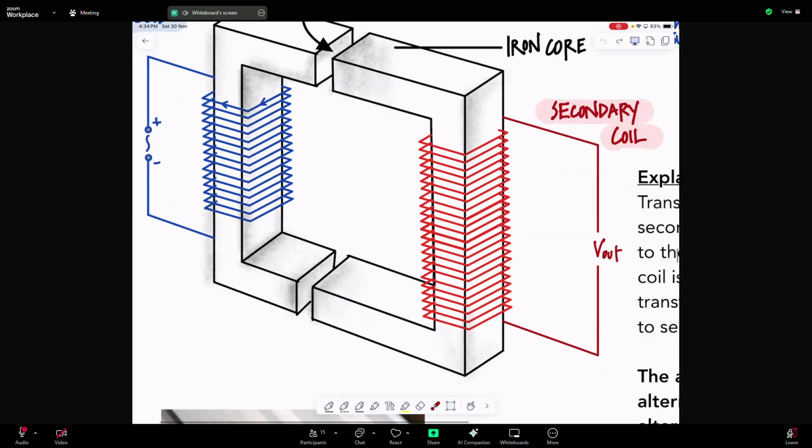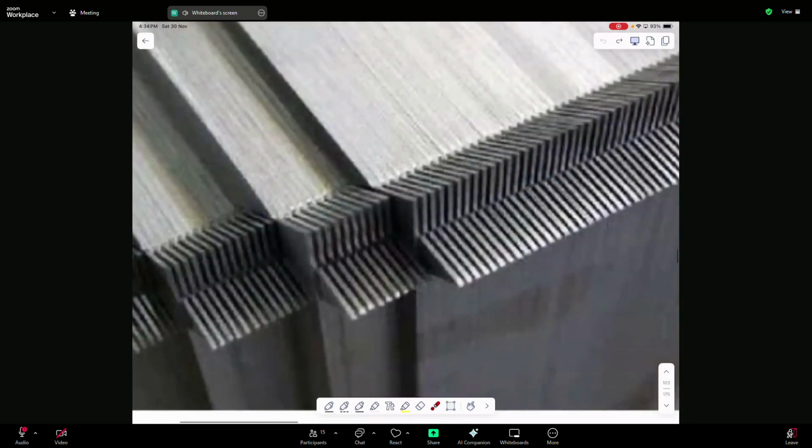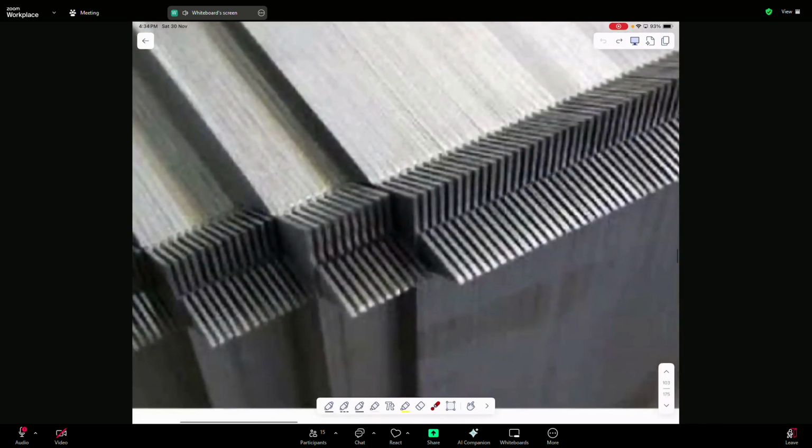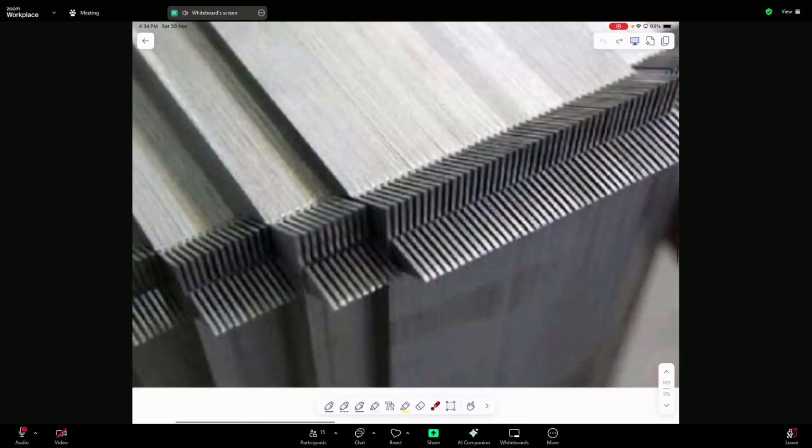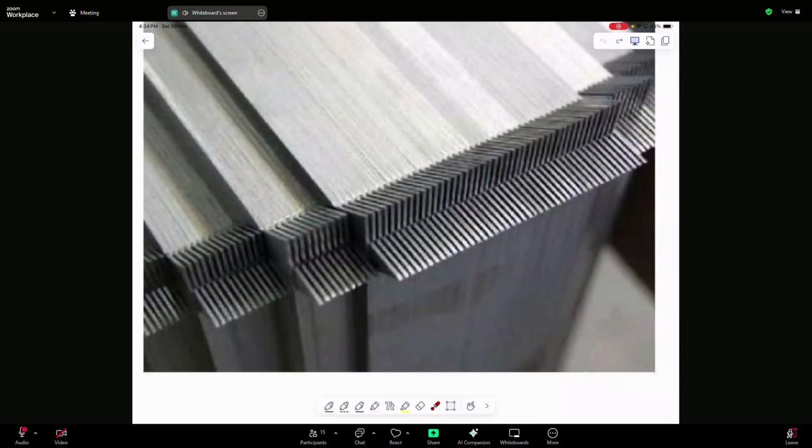This is actually how the core of a transformer looks like. It's made up of thousands of very thin sheets known as laminations, like paper. Every sheet is separated, right? So when current tries to flow through them, it's restricted to one place, and because it's restricted to one place, there is less current.